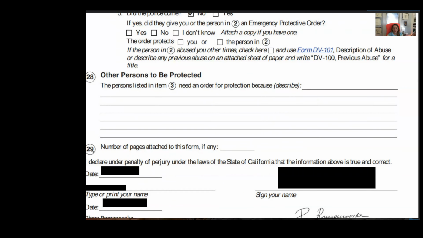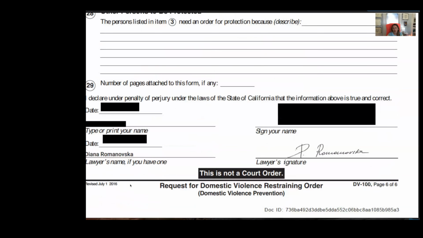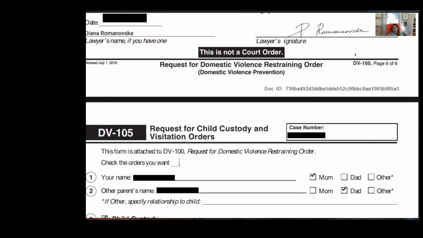And then in number 29, because as I suggested, we need an attachment, you count the pages of attachment, all of them, including exhibits, and say how many. Then remember that you're declaring under penalty of perjury under the laws of the state of California that the information above is true and correct. Date it, type and print your name, sign it, and remember, if you don't have a lawyer, you skip that part. And that is DV-100.